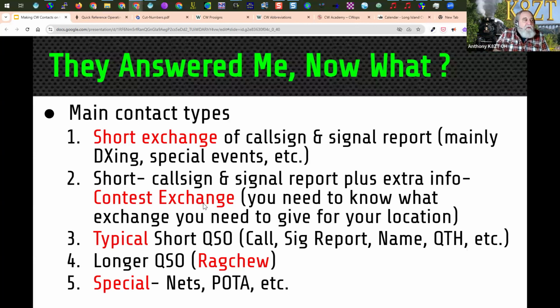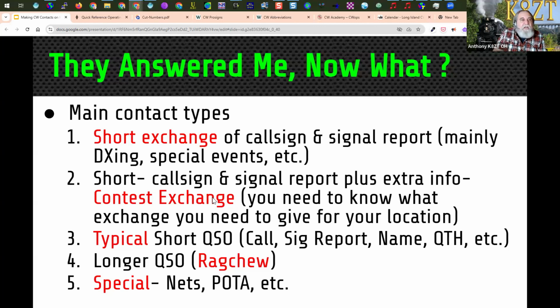The other thing you need to know, if it's a contest, you need to know what the exchange is before you respond. How do you find that out? Well, you look on the calendar and find out, or you listen to what the other stations are giving them. So let's say maybe it's a fixed exchange, like your name or your state or your CQ zone or your ITU zone or your POTA number or whatever it is. That's fine. It's going to be the same for everyone.